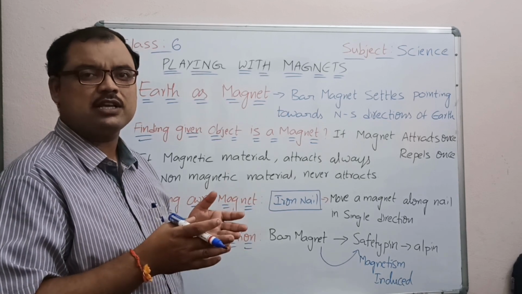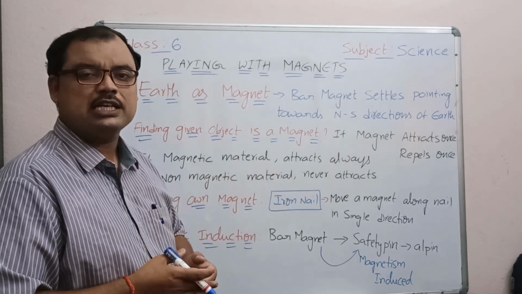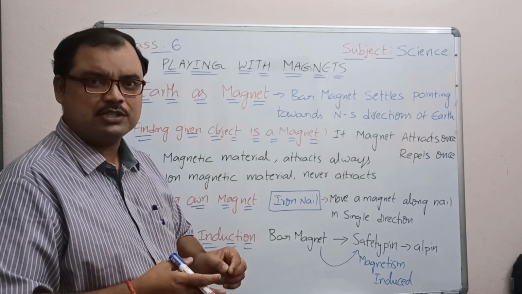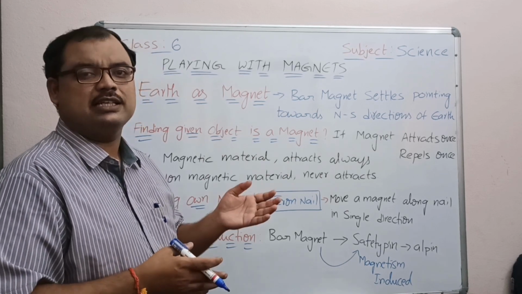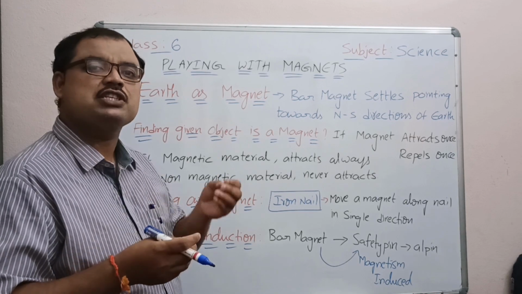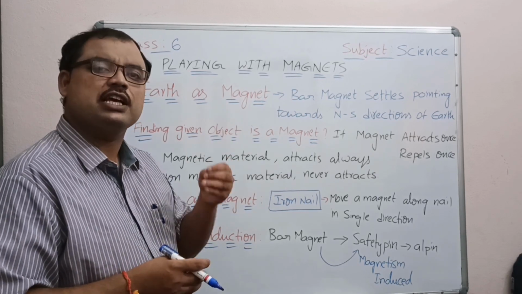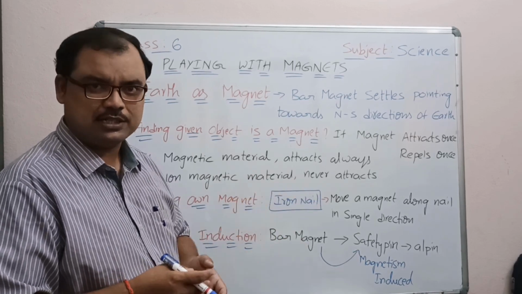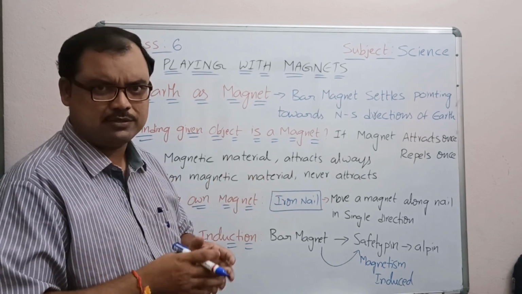Firstly, it was about how magnet was identified. There was a story about a shepherd, Magnus, and it was the name of the shepherd which is taken to name it as magnet. Then we saw the attractional power of magnet. A substance which can be made as magnet is called magnetic substance, like iron. Which cannot be made as magnet is called non-magnetic substance, like plastic, wood, etc. And there will be some which are naturally acting as magnets.